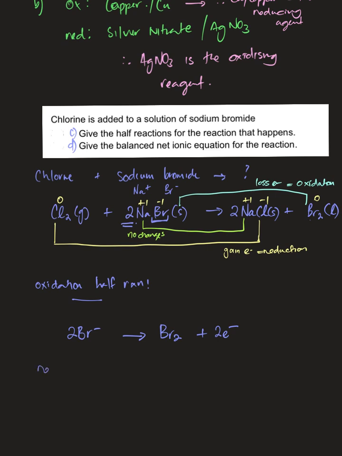Then I've got my reduction half reaction. In my reduction half reaction, I started off with Cl2. And what happened to my Cl2 is it became -1. But I also have 2 of them. So Cl2 plus 2 electrons created a situation where I ended up with 2 Cl minus.